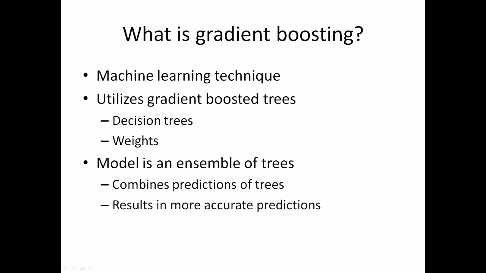XGBoost stands for extreme gradient boosting, but what is gradient boosting? Gradient boosting is a machine learning technique that utilizes gradient boosted trees, which can simply be thought of as binary decision trees with different weights on each leaf. The model is generated from a union of these trees, creating a precise decision tree from a number of more general decisions. In general, each individual tree is small, only going a few levels deep, but when combined, the model becomes much more nuanced and able to address a large number of features.